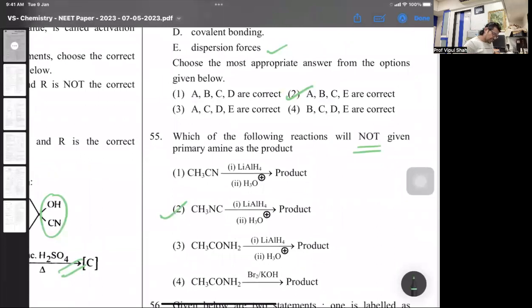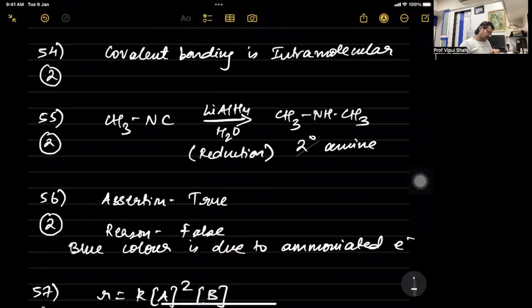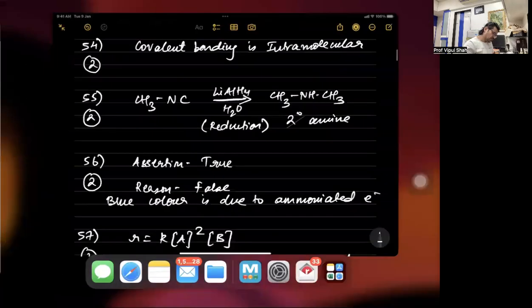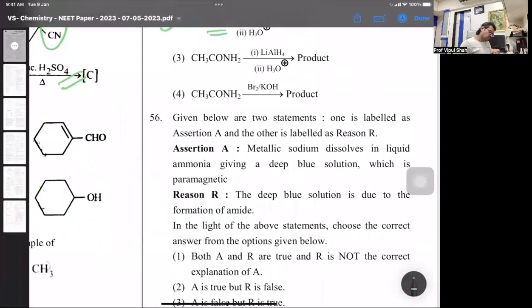Why? Because it's an isocyanide. Isocyanides on reduction give 2-degree amines, that is the NH group, imino group. So 55, the answer is the second one. Okay. Then the next one, the 56th one, again assertion and reason.